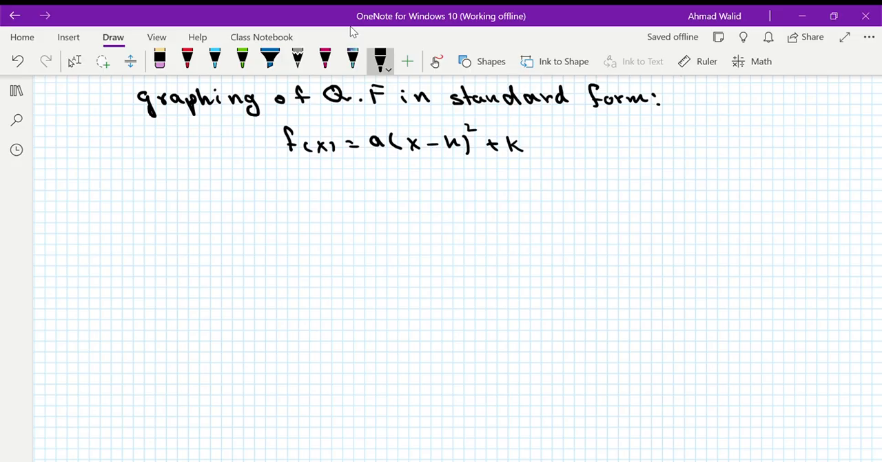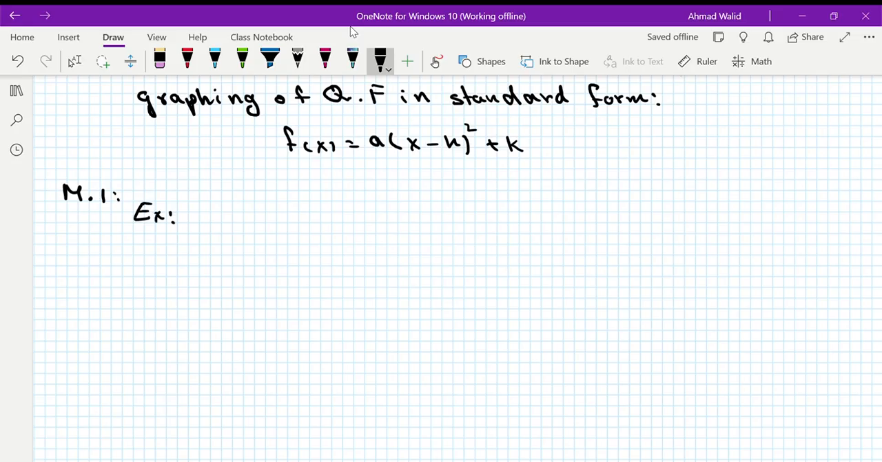Correct? Method 1, my method, the easy method. When they give you the function in standard form, immediately identify the vertex. Where is the vertex? And after that, use a table. And after that, easily you can graph your function. Correct? Look how. I'll do an example.